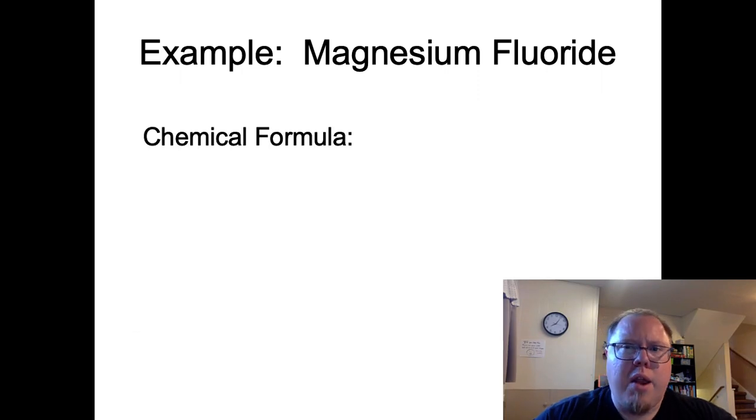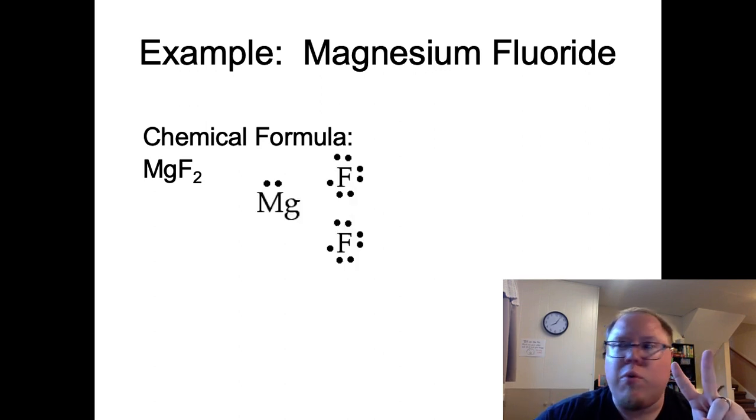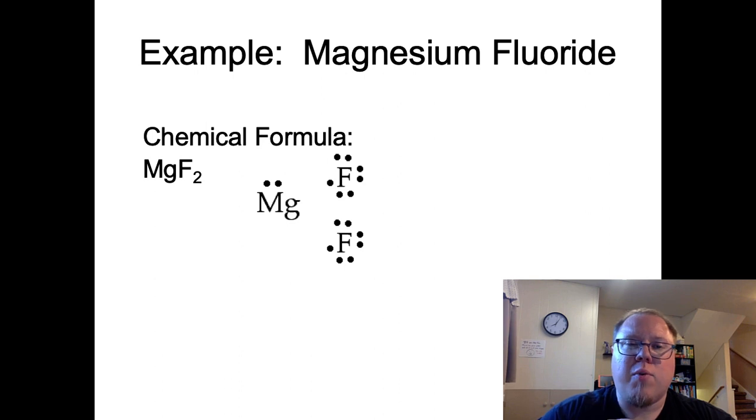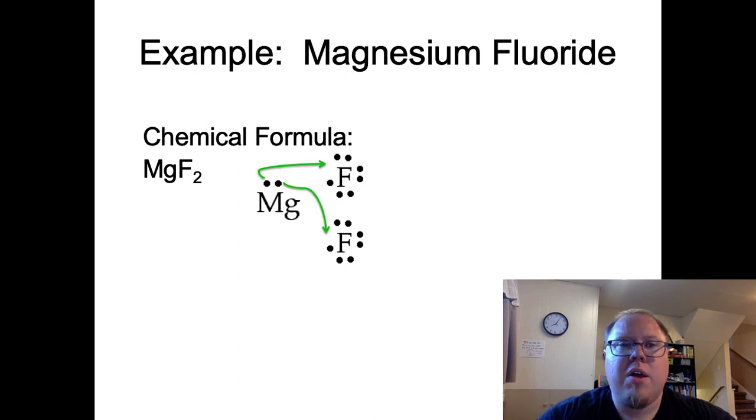Magnesium fluoride. Okay, this is actually a 1-to-2 ratio. Right, so if we start with magnesium, it's going to take 2 fluorines in order to actually react with it, because magnesium has 2 valence electrons and it's going to try to get rid of both of them. Fluorine has 7 valence electrons. It's going to take 1 for each. So since magnesium has to get rid of 2, it's going to have to give 1 to each fluorine, right? So 1 goes to each fluorine.